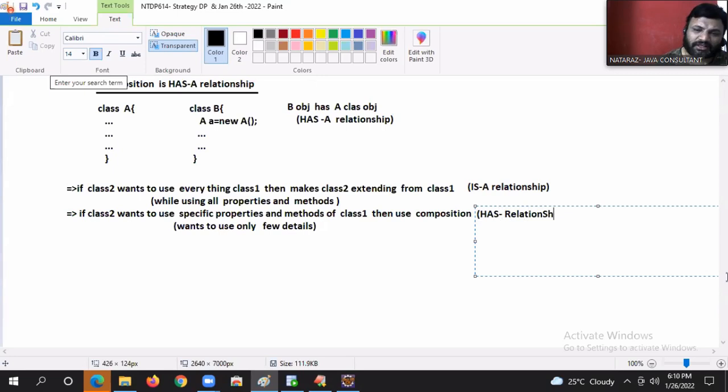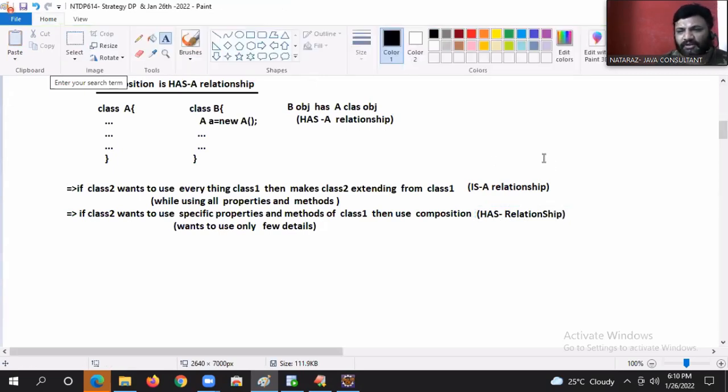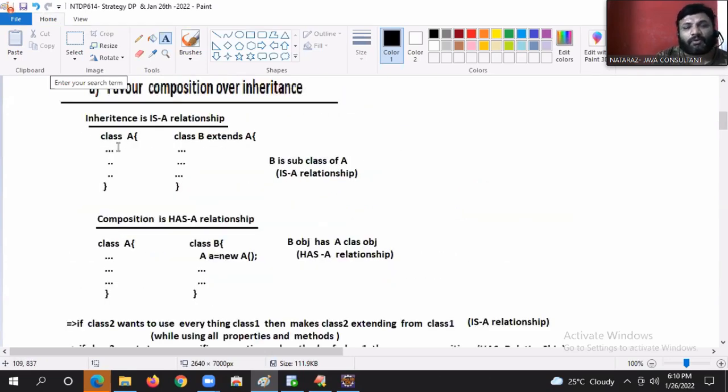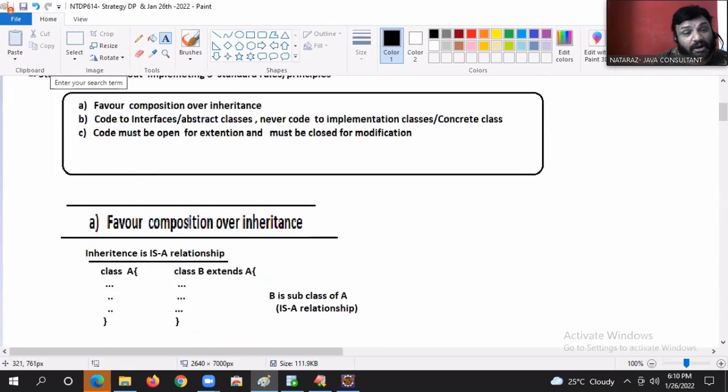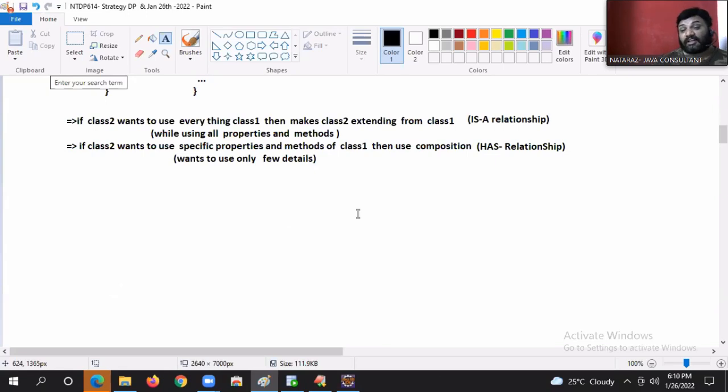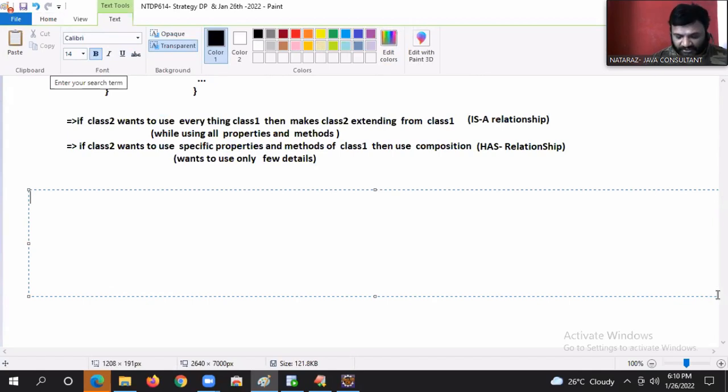But what is our principle number 1, guys? Favor composition over inheritance. That means compared to inheritance, you should always prefer working with the composition concept. Everyone understanding my statement? That means there are some limitations with inheritance. Shall we observe the limitations of inheritance, guys?